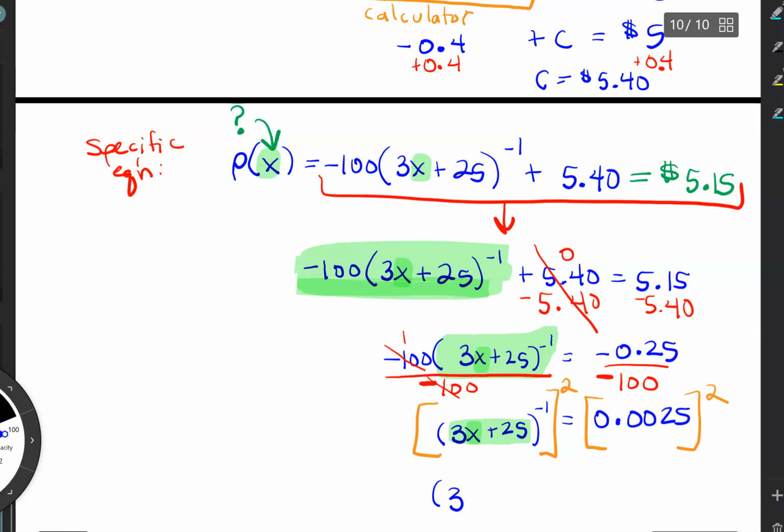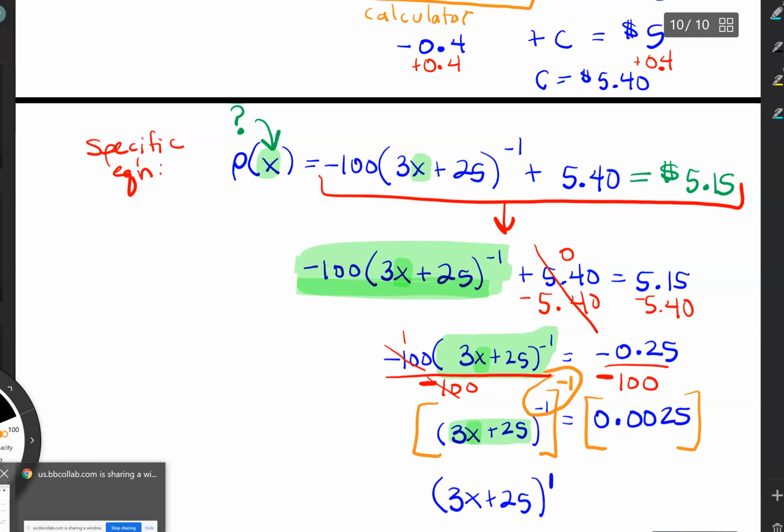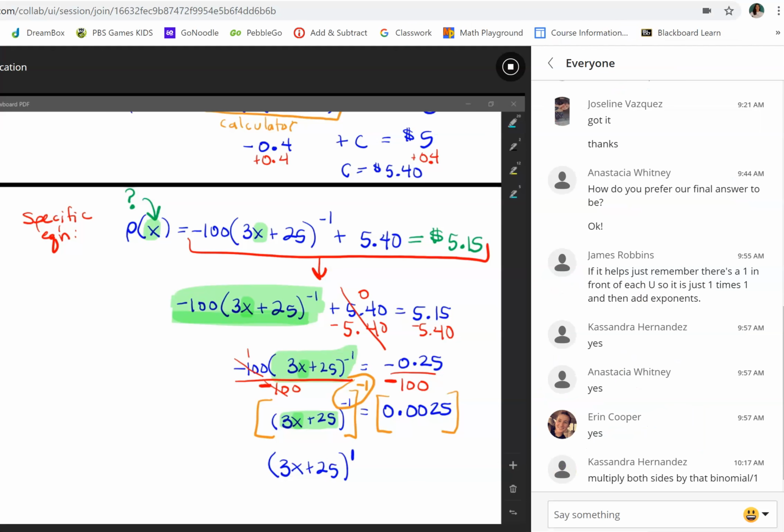Think about your goal. Your goal is to have a binomial with a 1 exponent, because then I don't really need to write it. Then it would just be the binomial by itself, right? So my goal is to get a 1 exponent there. So I want to raise the left-hand side to an exponent that will create a 1. So if I raise it to the negative 1 power, is it negative 1 times negative 1? A positive 1?